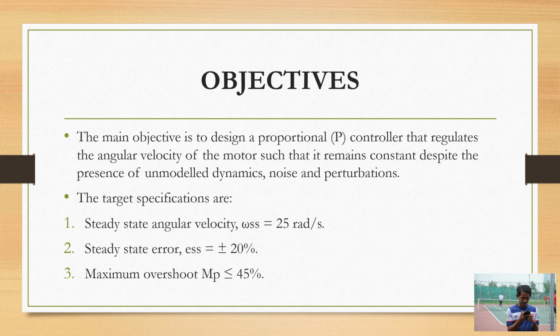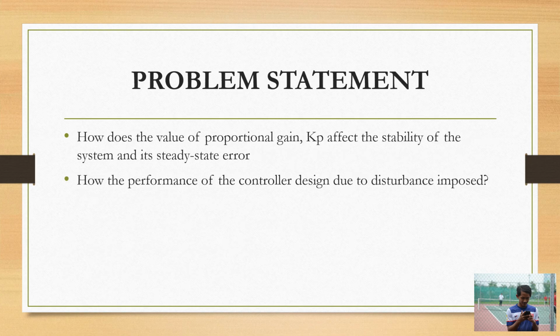For the objective, the main objective is to design a proportional controller that regulates the angular velocity of the motor such that it remains constant despite the presence of unmodelled dynamics, noise, and perturbations. The target specifications are steady-state angular velocity 25 radian per second, steady-state error plus or minus 20%, and maximum overshoot less than 45%.